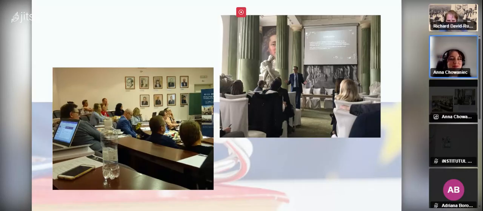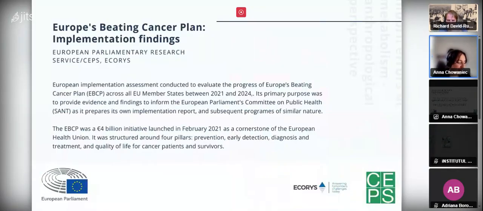Okay, and now for the projects that were developed strictly to inform stakeholders and policymakers at the EU and national level. So going from this scientific academic research to applied research. The first one was a study on the implementation of Europe's Beating Cancer Plan for the European Parliamentary Research Service, so EPRS.